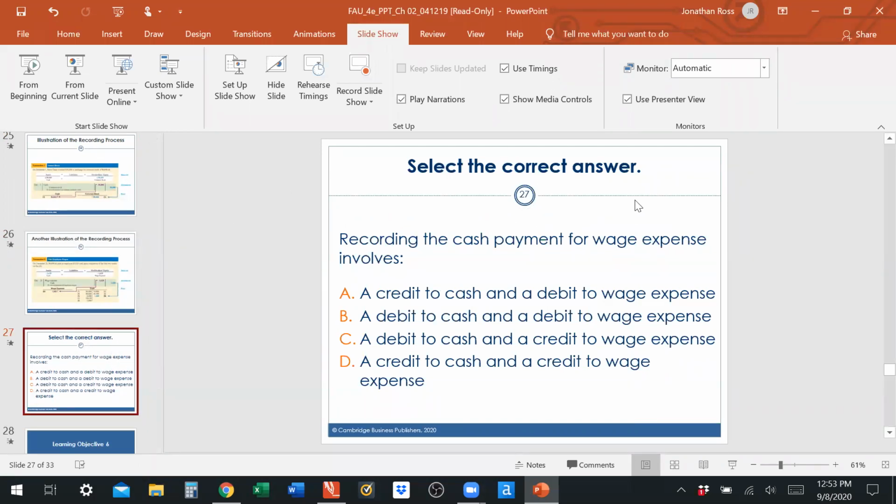All right, what about this one? Recording the cash payment for wage expense. We did this. Which one of these is true? A, B, C, or D? Are you debiting cash or crediting cash when you pay your employees? Cash is an asset. No, not B. Let's go back.